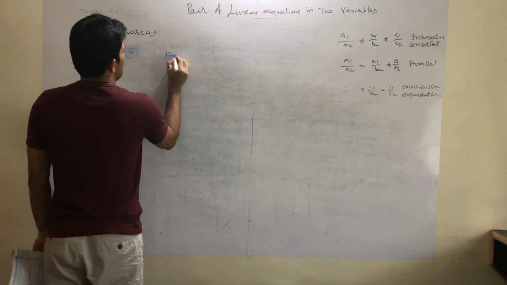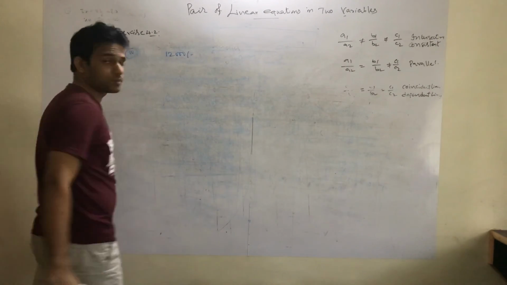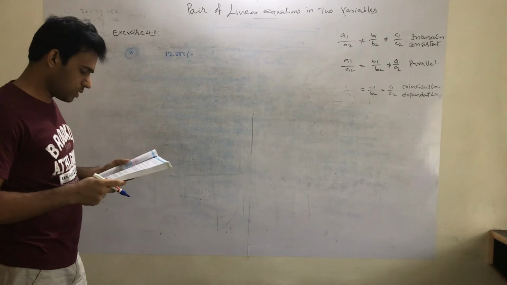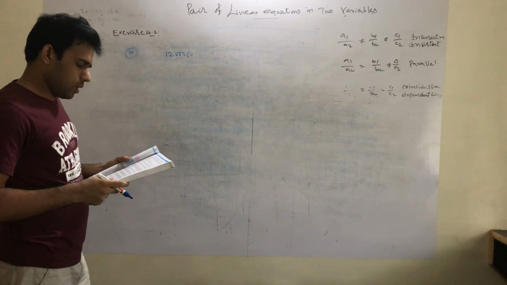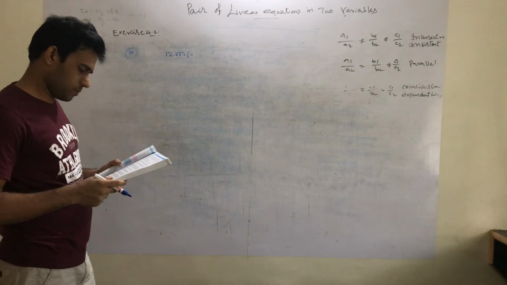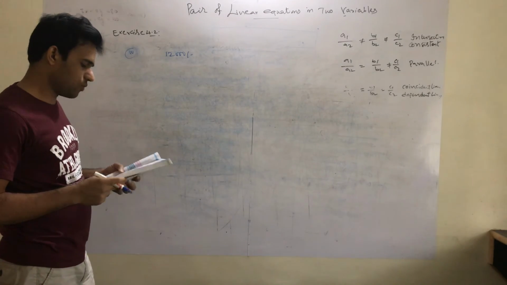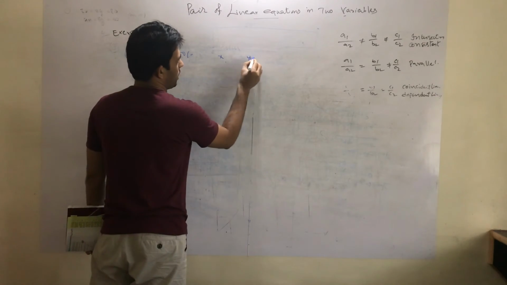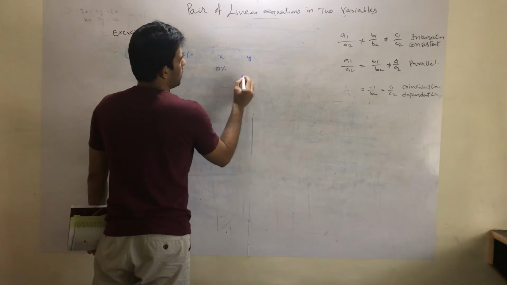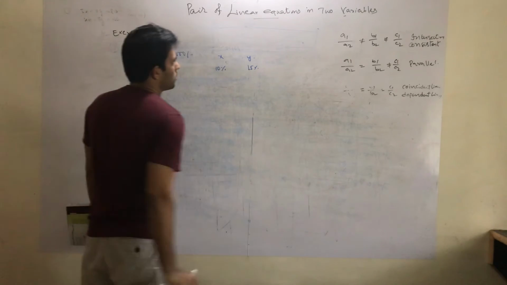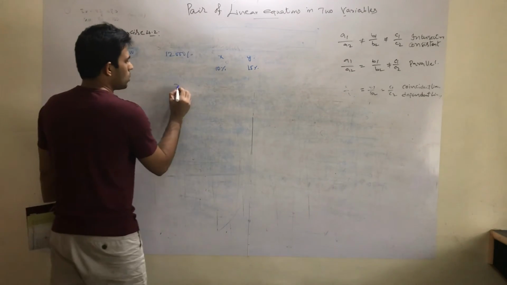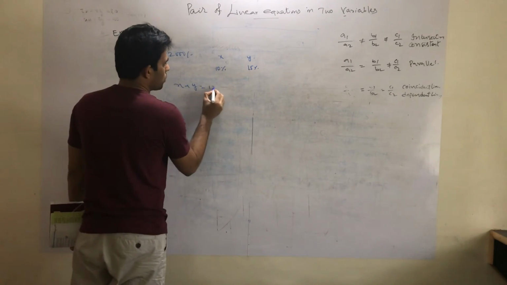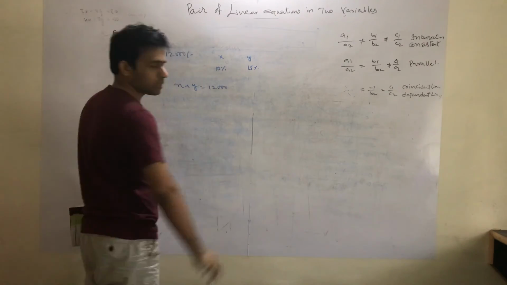So problem number 10. A person has 12,000 rupees, and he needs to invest some amount with 10% and the rest with 15%. Let's say he has invested amount x and amount y. Amount x at 10%, amount y at 15%. Okay, so the total amount, the first equation is very simple. Total amount is x plus y, which is 12,000.